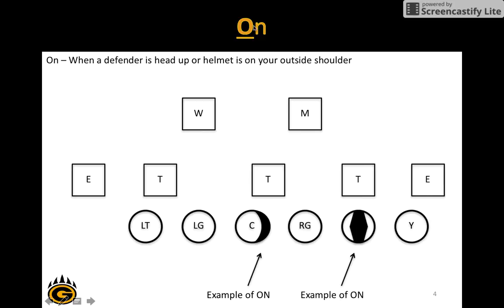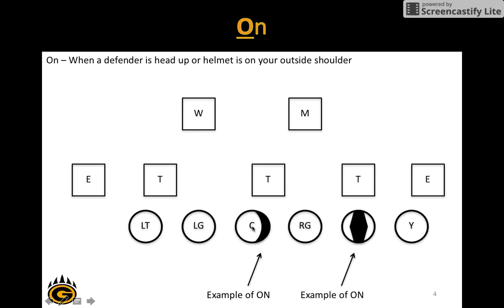So now we have on, okay, the O, which stands for on. On is defined as when a defender is head up or his helmet is on your outside shoulder. So again, the play is going to the right, outside shoulder of the tight end. All of these players here are GOD blockers.